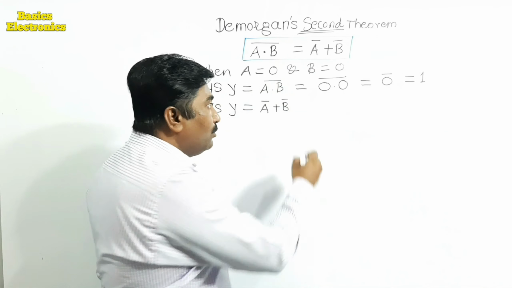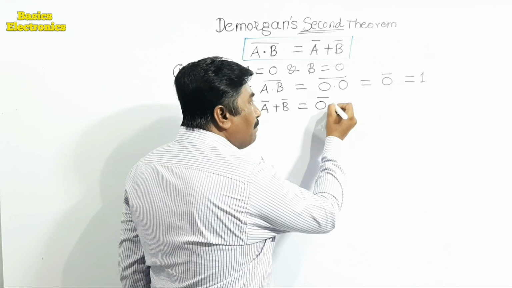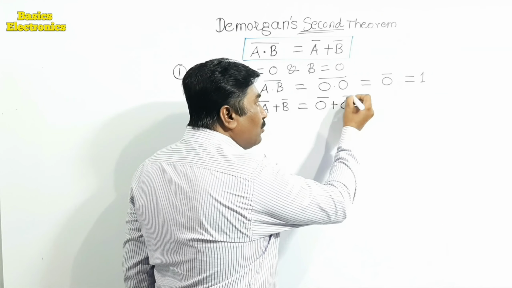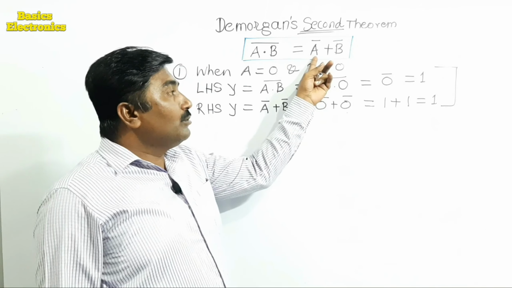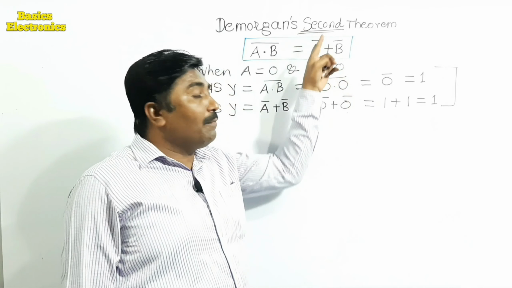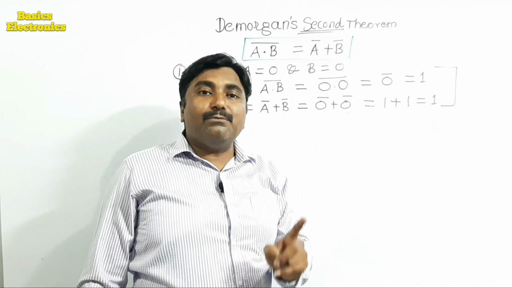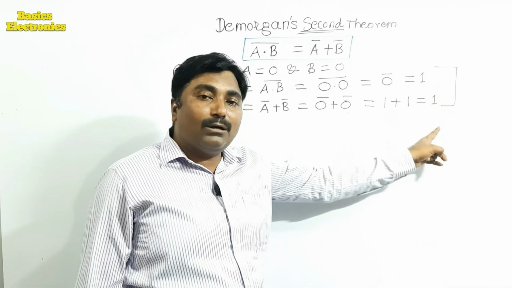A is equal to 0. So, we write down here 0 complement plus 0 complement. 0 complement is equal to 1, plus the 0 complement is again equal to 1. So, 1 plus 1 is equal to what we get? 1. It means when we apply the input to the gate having the equation A dot B complement, as well as to the gate having the equation A complement plus B complement, we get the same result, which is equal to 1.